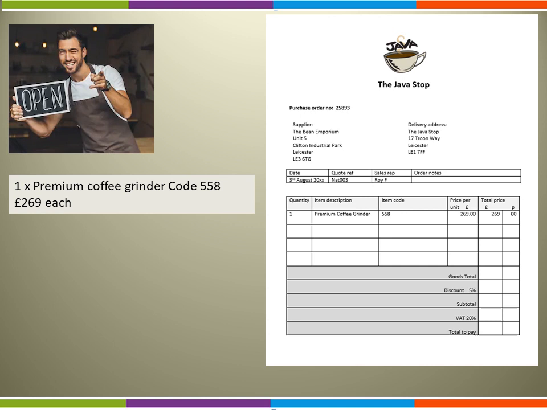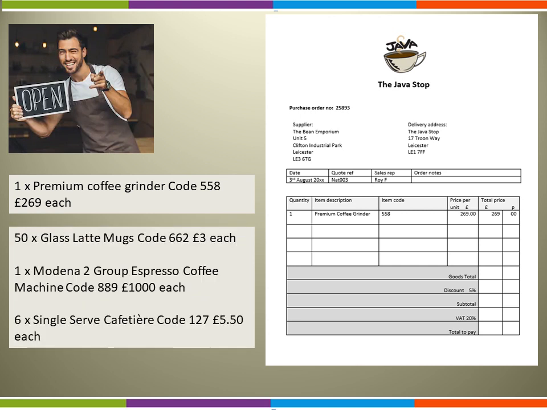Nathan isn't just ordering this one item, he also wants to order mugs, a coffee machine and cafetières. Some of these are single quantities and some of these are multiple quantities. The way in which we calculate the goods total is by adding up all of the items that are appearing in the total price column. Why not pause the video now whilst you fill in the next 3 rows on the purchase order and also calculate total goods. How did you get on?